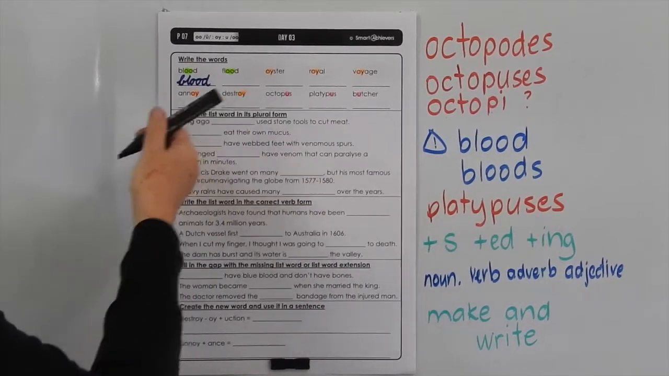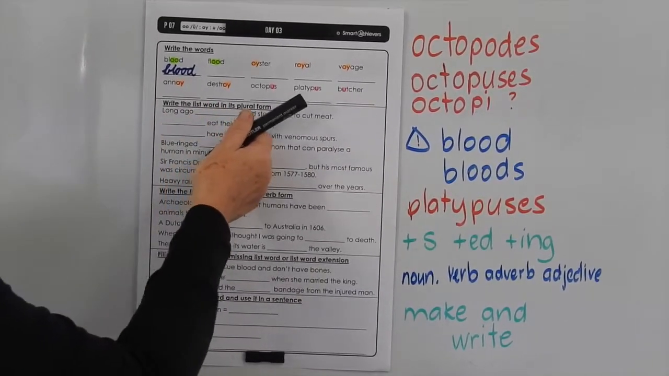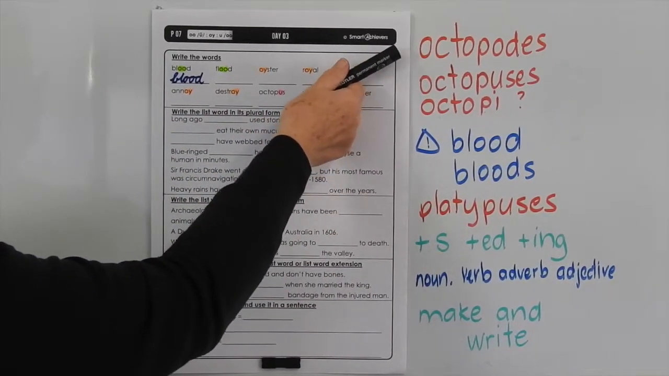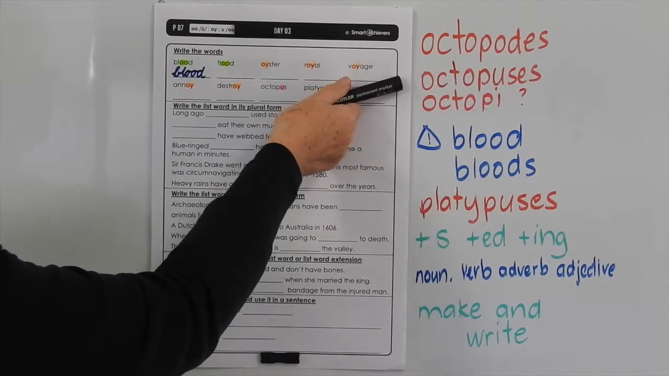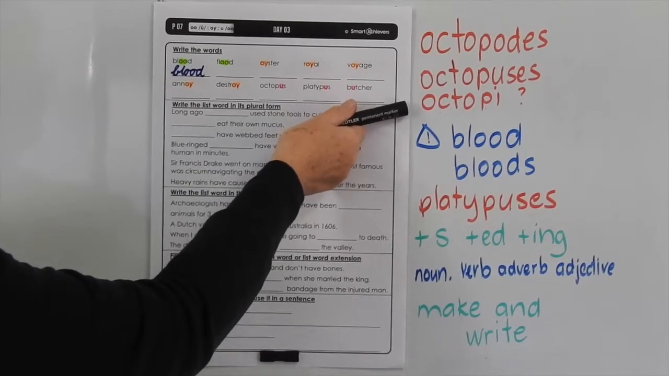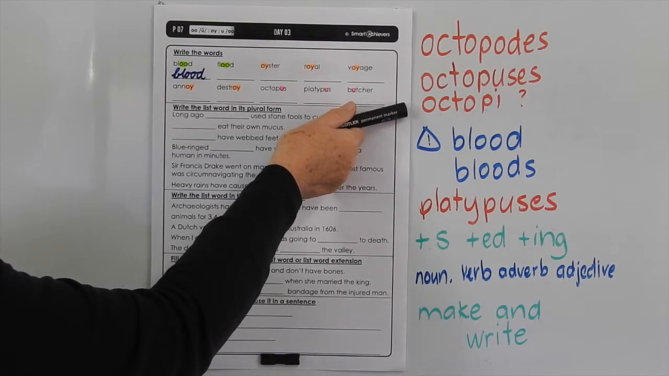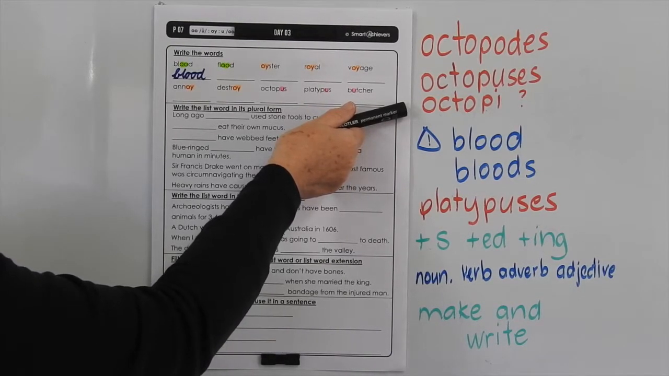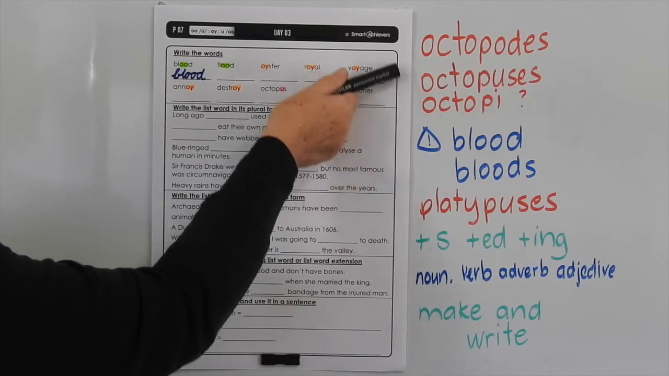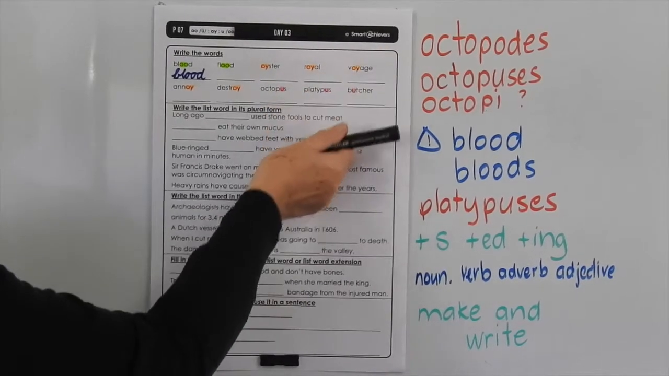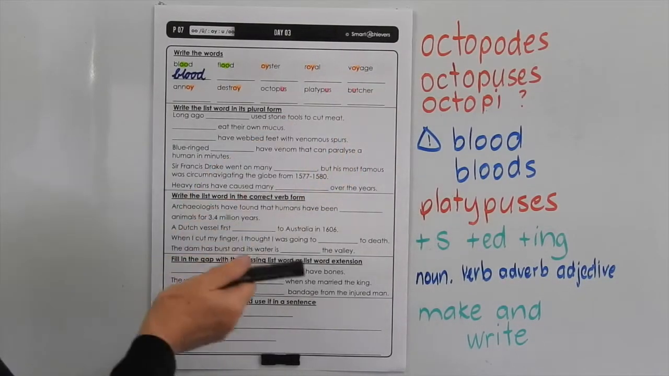Now you've got some tricky nouns in here. So octopus, for example, the plural form could be octopuses. Octopi is the scientific spelling, a plural spelling of an octopus. It's not commonly accepted as the English spelling, so you're best to stick to one of these. If you're going to be a scientist, you can use that one.